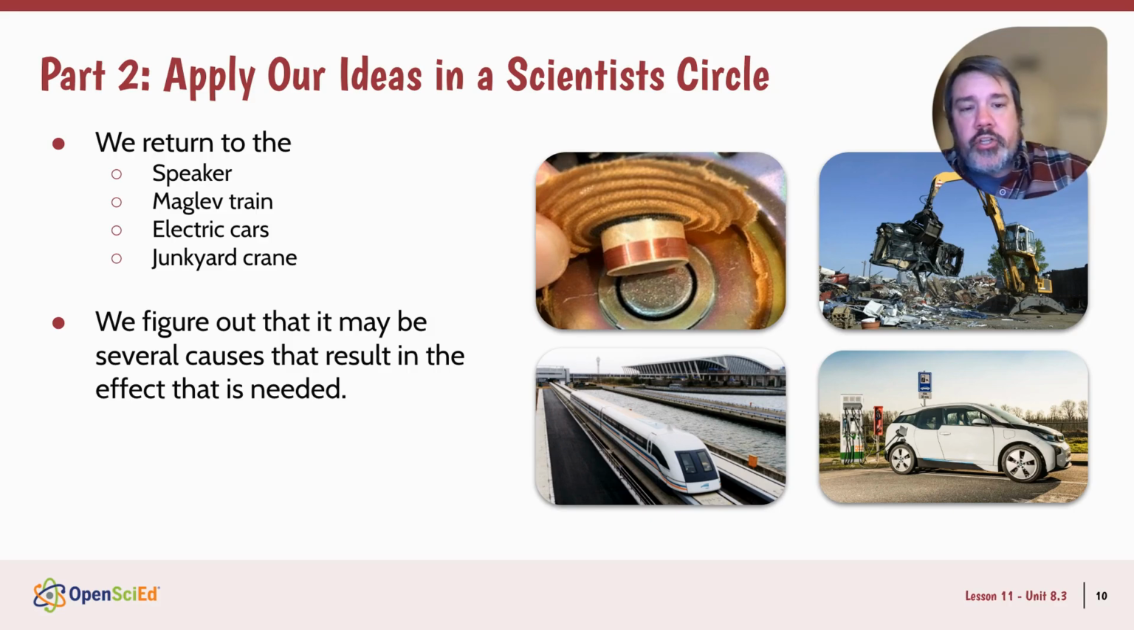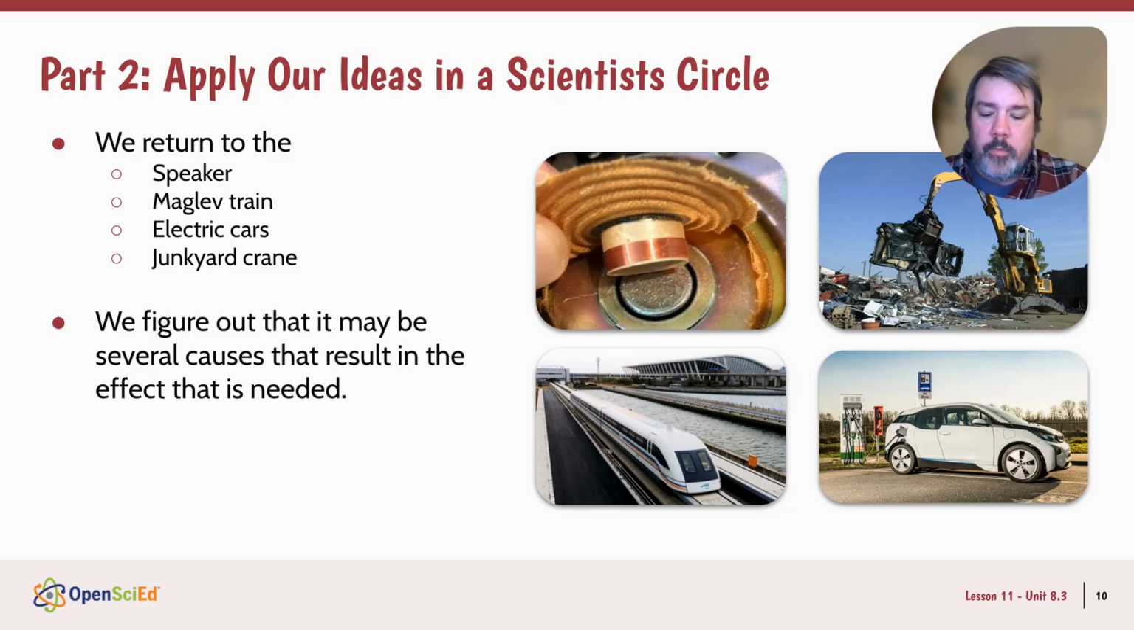Then in part 2, we're going to return to the speaker. We're going to add some new ideas about what we figured out in lessons 11 and 12, like the number of coils, or the magnet being really big, or them being really close together. We're also going to apply this to explain how a maglev train works, right? Or a junkyard train or electric cars. We'll think about all these different variables that we now know and how those relate to being able to move a train really super fast.